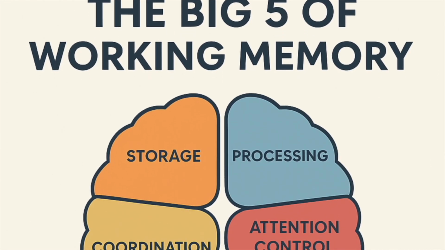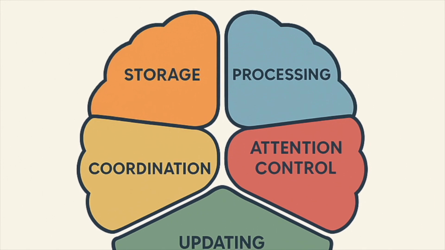Working memory isn't just one single thing. According to Lee, it's made up of 5 different but related components that all affect how learners perform in language-based tasks. These are often called the Big 5 of working memory.